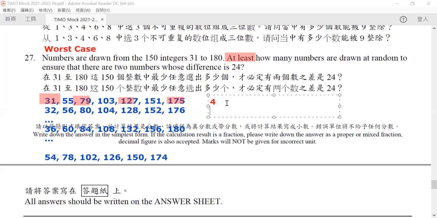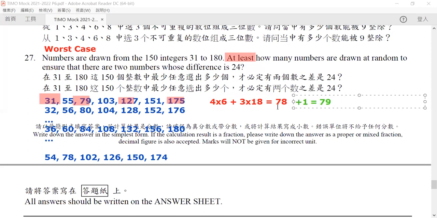So in total it will be equal to four times six, plus three times the rest, because it's 31 to 54, it will be 24. Now 24 of them minus six of them will be 18, and hence it will be equal to 4 times 6 plus 18 times 3, which is 78. But 78 is the worst case scenario, so we need to add one here. So our answer will be 79. 79 is our answer for question 27.